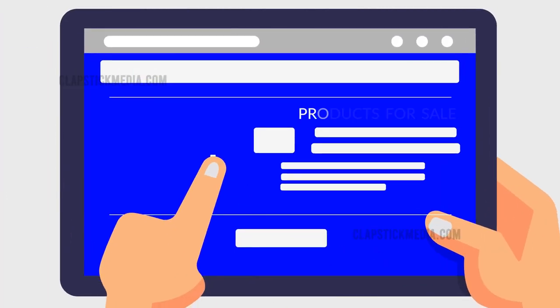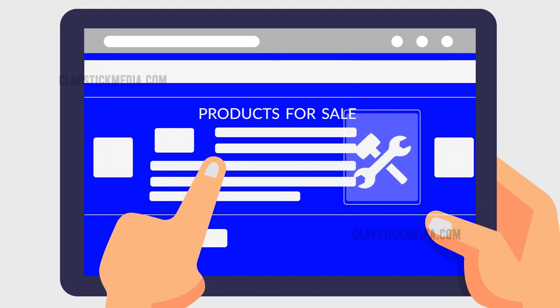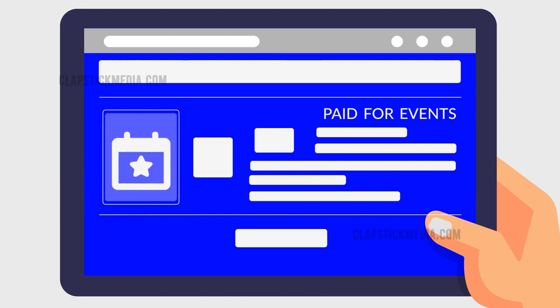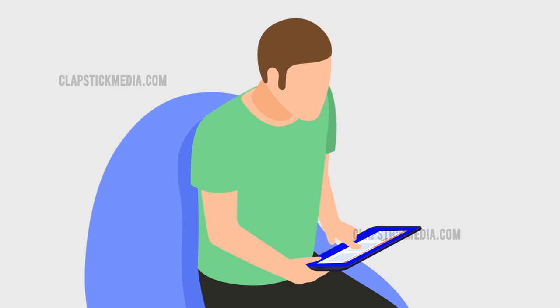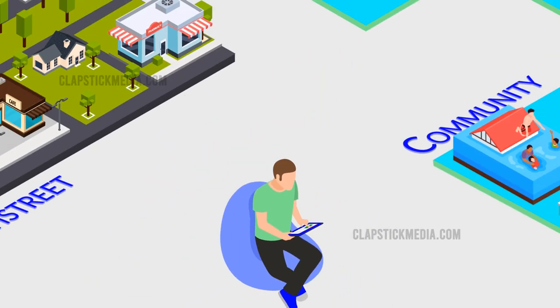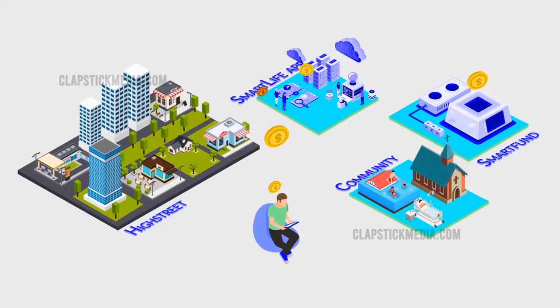Businesses and individuals can list products for sale, services for hire, and even paid-for events on the platform. Whenever a customer buys a product, service, or enlists in an event, a minimum fixed percentage of the proceeds are directly routed to the smart fund of their choice.